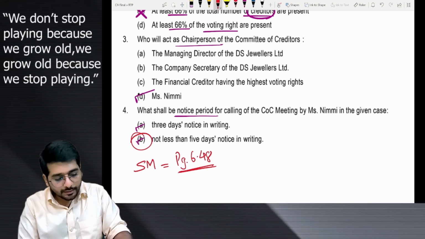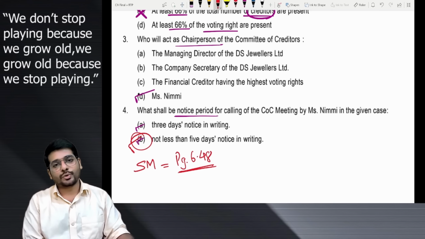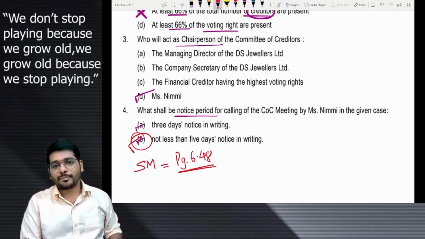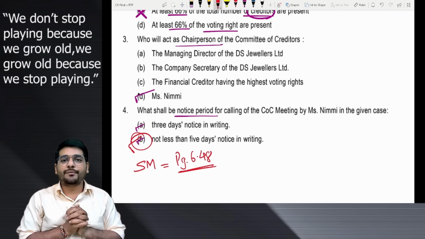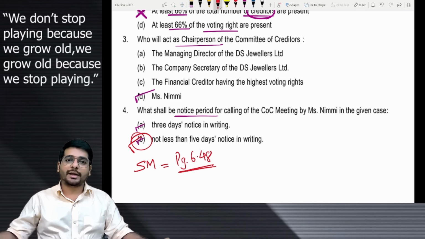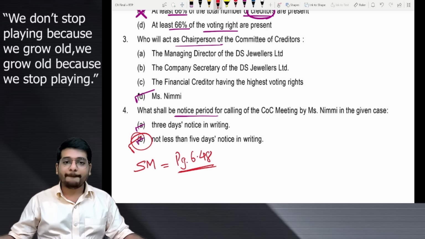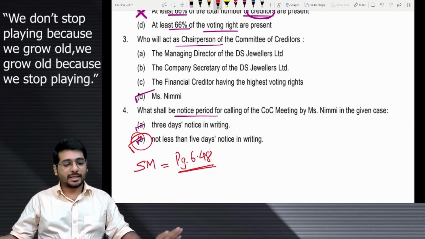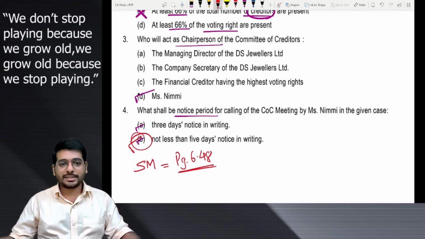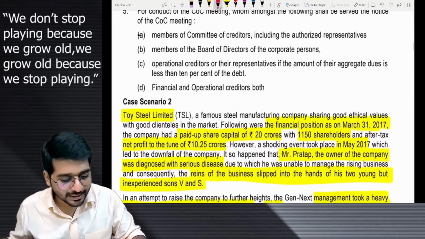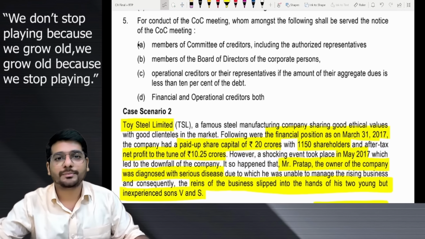Answer will be not less than 5 days notice should be given in writing. Not less than 5 days. Minimum 5 days notice should be given in writing in order to call for the meeting of the COC. This is clear, I hope. Yes. Going smooth, going fast. Let's go to the next question.